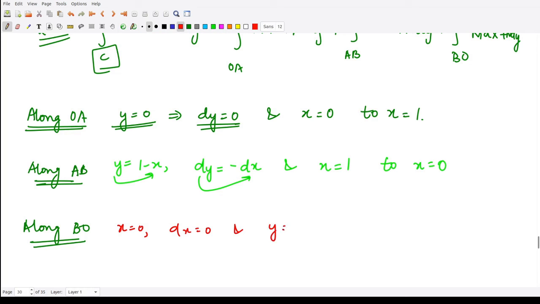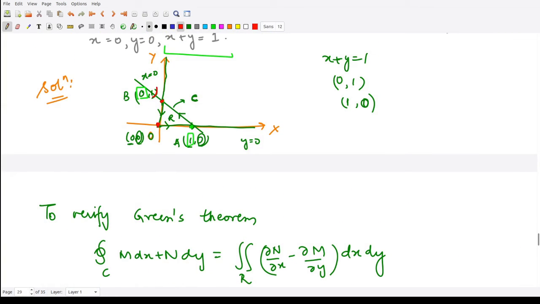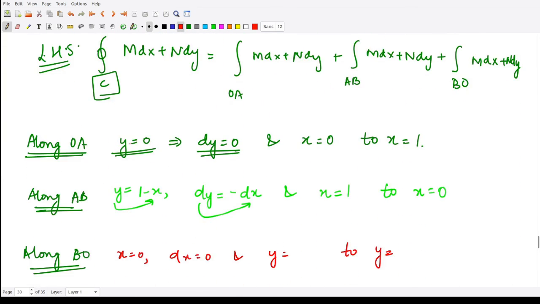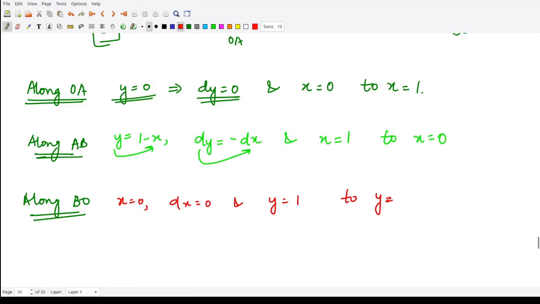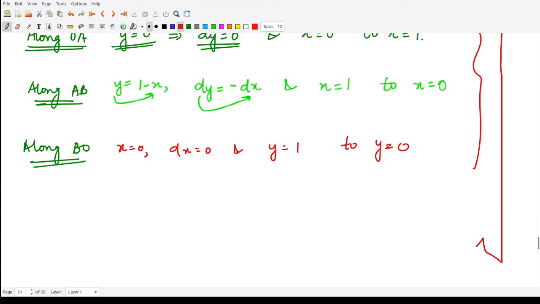That means here in this case we want to write the limits for y because x is 0 here. So y in this case varies from 1 to 0, not from 0 to 1. Remember that because of direction. So we have 1 to 0. Now you have all these three values, so accordingly we can calculate these quantities. Let's have a look and calculate these quantities here.